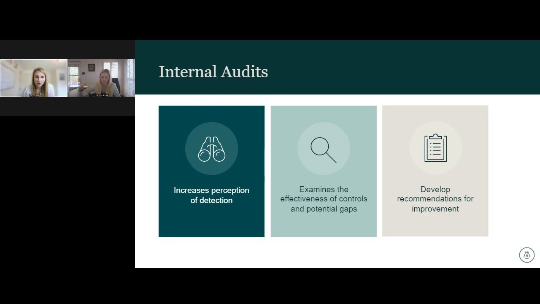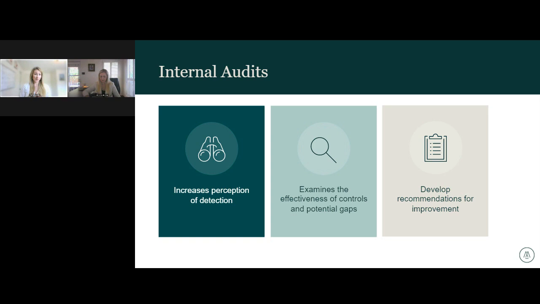The last internal control that we're going to talk about is internal audit. Internal audits can serve as both a preventive and detective control for fraud. So if you have an internal audit function, employees are suddenly aware that there are going to be regular checks on how they're following policies and procedures, and that alone can deter people from deviating from your expected processes.